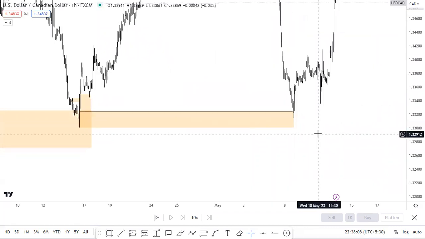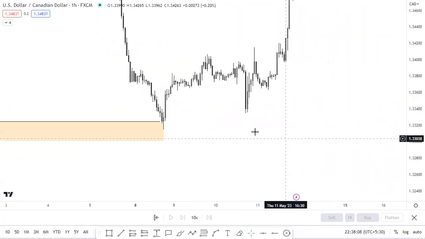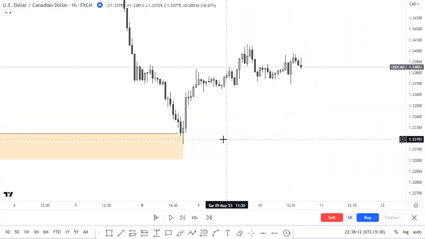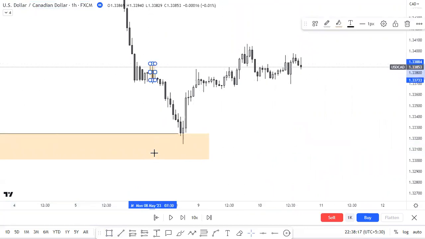And price just came and mitigates. Now we didn't take entry till now, right? So after this, look at here. We are looking for some kind of confirmation. In this case, we need to wait till the supply failures.